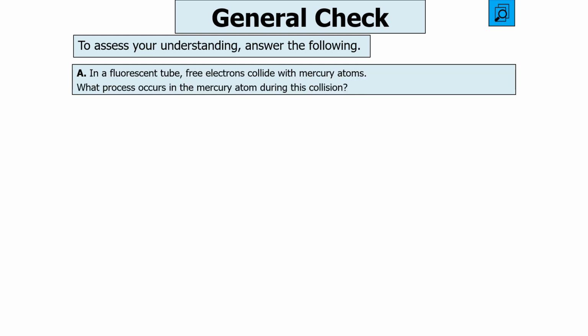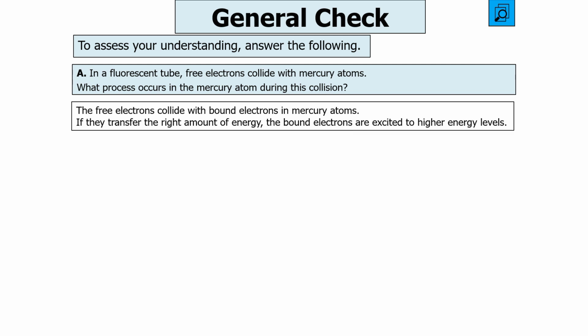The next question says, in a fluorescent tube, the free electrons collide with mercury atoms. What process occurs in the mercury atom during this collision? So pause the video now, then unpause the video when you want to go through your answer. Now in this collision, the free electrons collide with bound electrons in the mercury atom. If they transfer the right amount of energy, the bound electrons in the atoms are excited to higher energy levels.